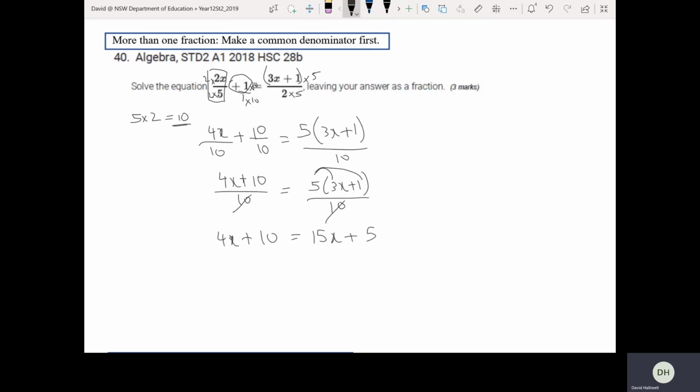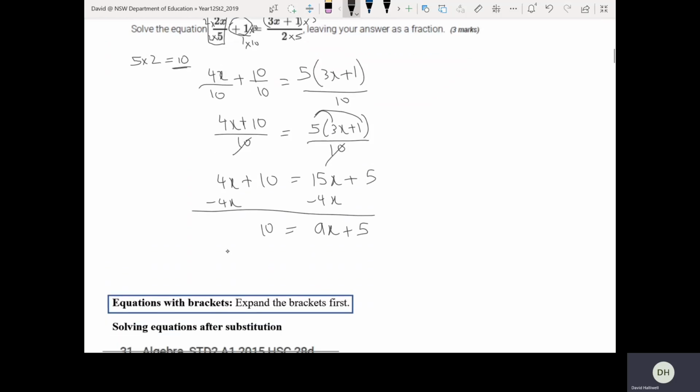Now, it's up to you what you do here. You can minus 15x from both sides, but what I don't like about minusing 15x is that it'll leave a negative in front of the x. So instead, I'll minus the smaller one. I'll minus 4x from both sides. That removes the x's from here. We've got 10 equals 9x plus 5.